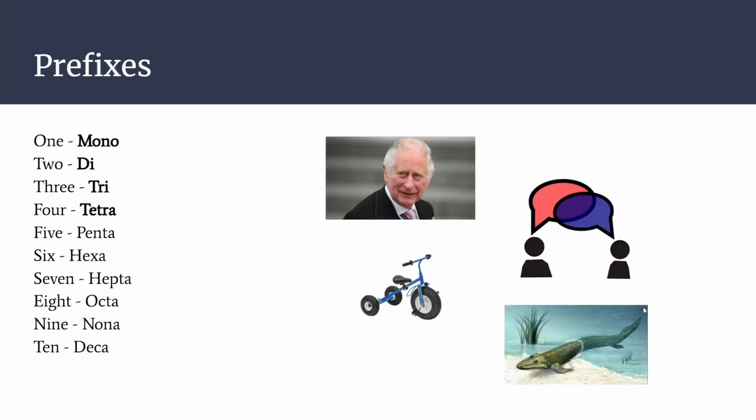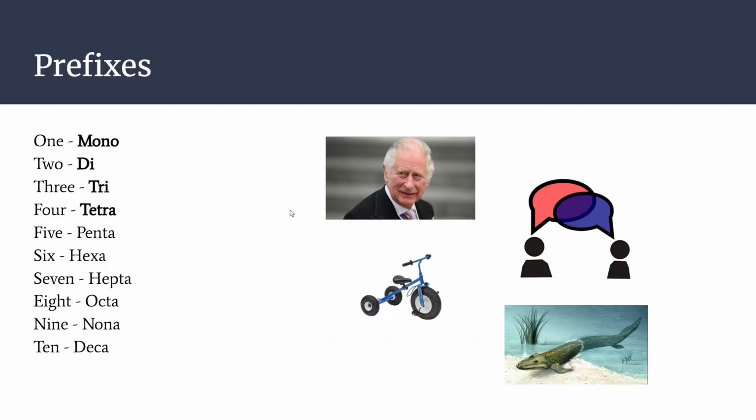Now, before we get to naming covalent bonds, I gotta make sure we know our numbering prefixes. The most common ones are the first four, but I'll cover the first 10 just in case. Mono, di, tri, tetra, penta, hexa, hepta, octa, nona, and deca. One more time. Mono, di, tri, tetra, penta, hexa, hepta, octa, nona, deca.